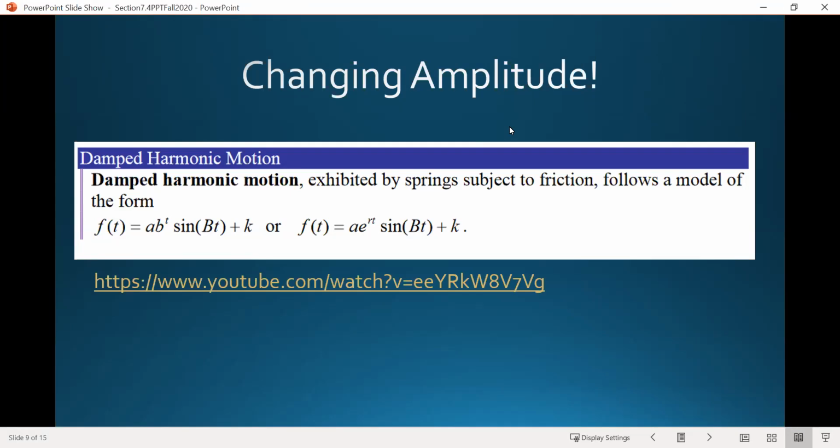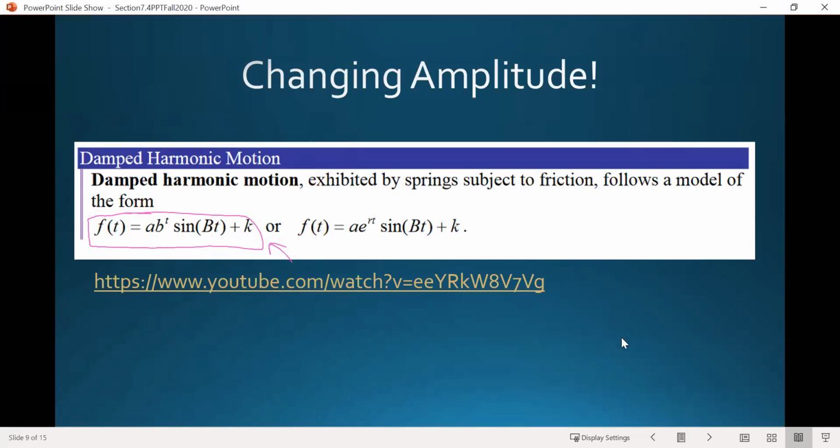And it follows a model of the form f of t equals a times b to the t times sine of bt plus k, or cosine of bt plus k. Or we can also write it using continuous growth as f of t equals a times e to the rt sine bt plus k. You can use either of these formulas for these types of problems. The one that I'm going to demonstrate most is this one here, so that's the one I'll expect you to know. But let's also look at how this property of springs relates to trig functions.